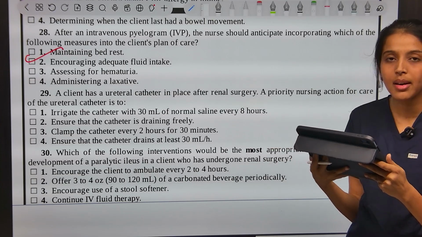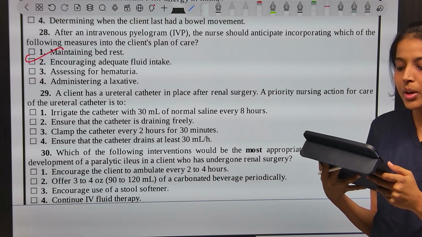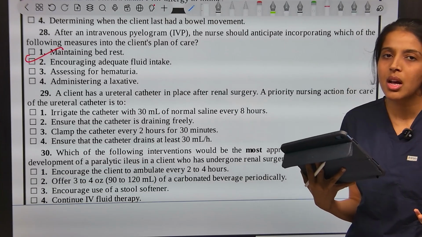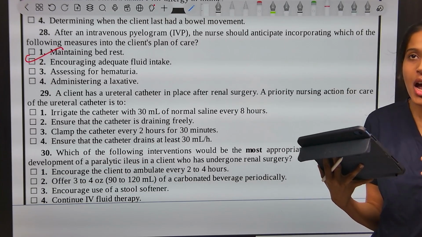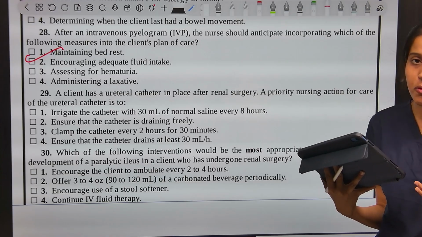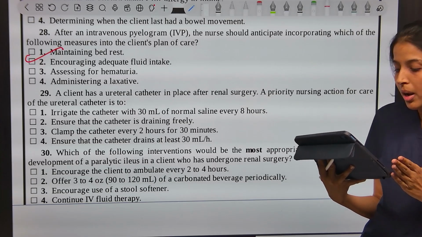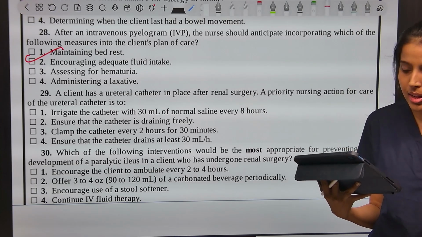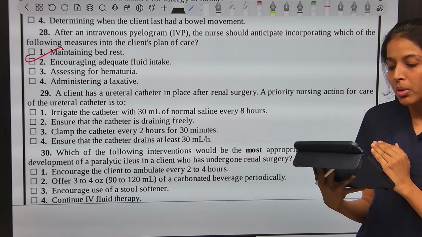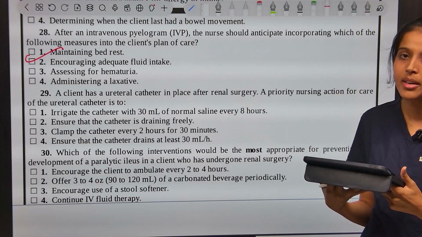Answer number 2 is the correct answer, encouraging adequate fluid intake. In the previous class also we have discussed that we have to maintain a good intake of fluids, like 2 to 3 liters per day, to maintain our kidney healthy. In case of IVP also we have to increase the fluid intake in the patient.